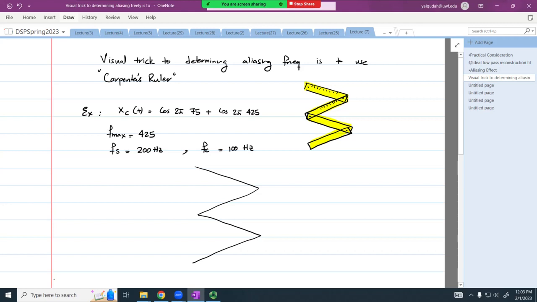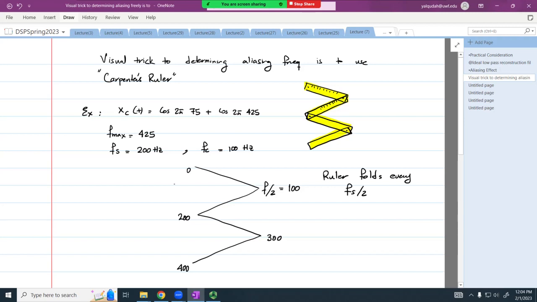And the ruler length is equal to Fs over 2. So, ruler folds. If I have Fs over 2, and I'm sampling this at every 200 hertz, what is this length going to equal to? 100. So the length of this ruler is going to be 100. What is it going to be at the other end? 200, then 300, then 400, and so on.